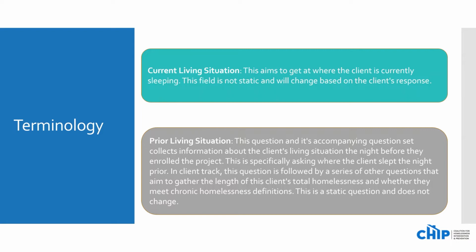It's not to multiple nights, or not to like, where were you generally in the past week? It's saying, I'm enrolling my client on July 1st. Prior living situation wants to know where they were on June 30th, and that will be static for this enrollment set that they released. So again, a prior living situation can only have one, and current living situation likely has many.